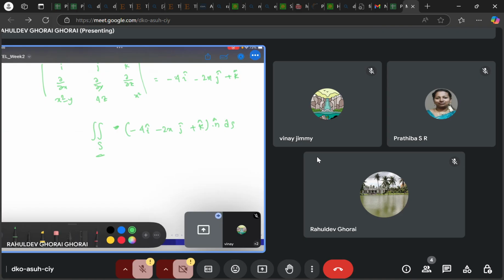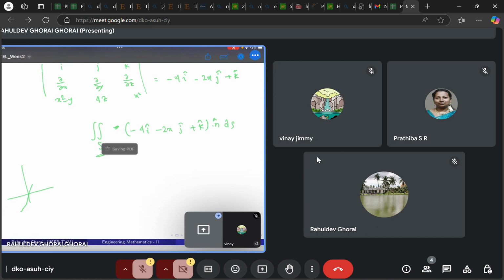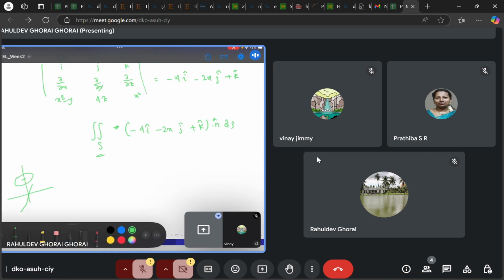So C is the closed curve consisting of the x and y coordinate axes and the portion of the circle in the first quadrant with z equal to 1. What is that? If you draw it, with z equal to 1 and x square plus y square equal to 25, it will be like this. So C is the closed curve which consists of the x and y coordinate axes.